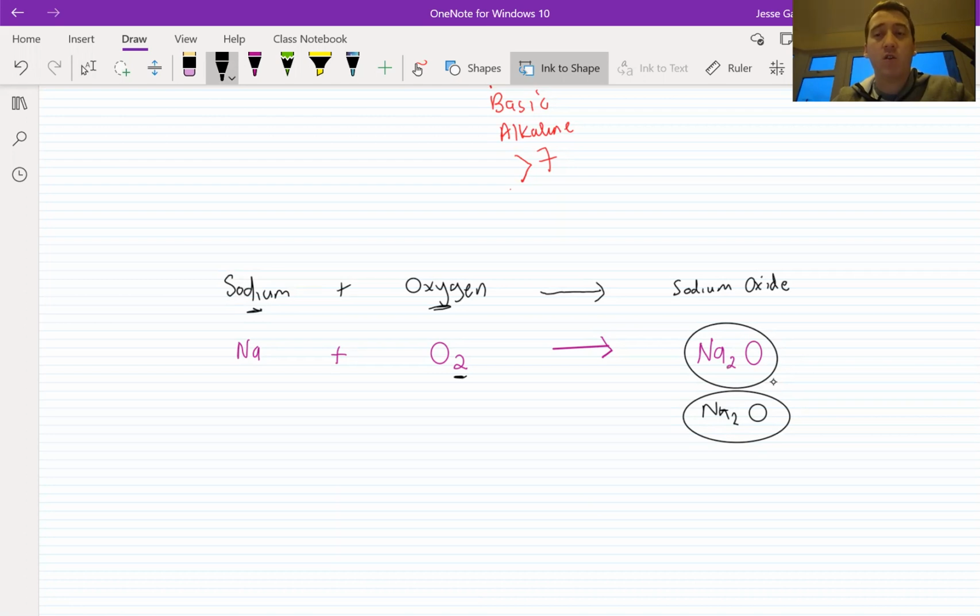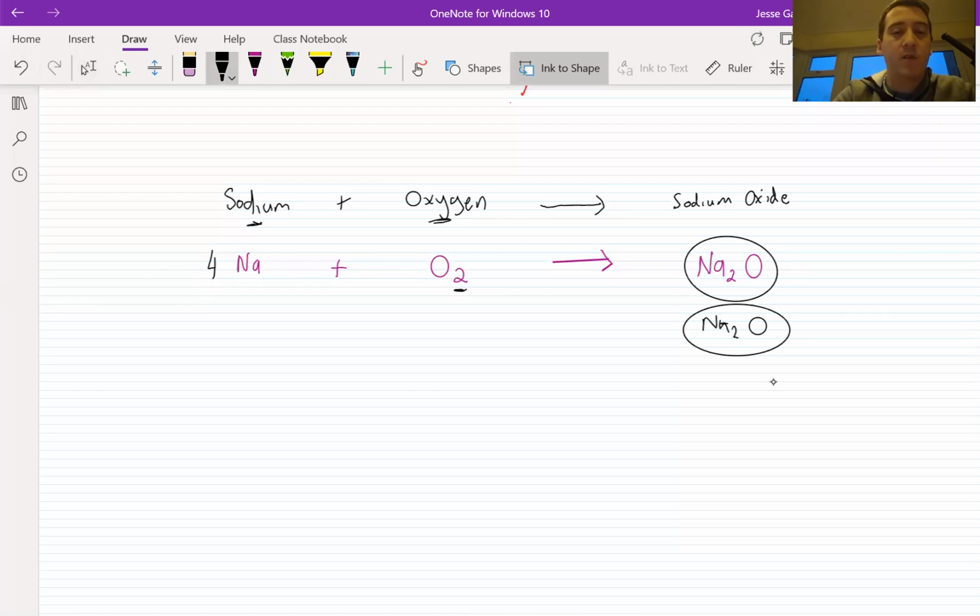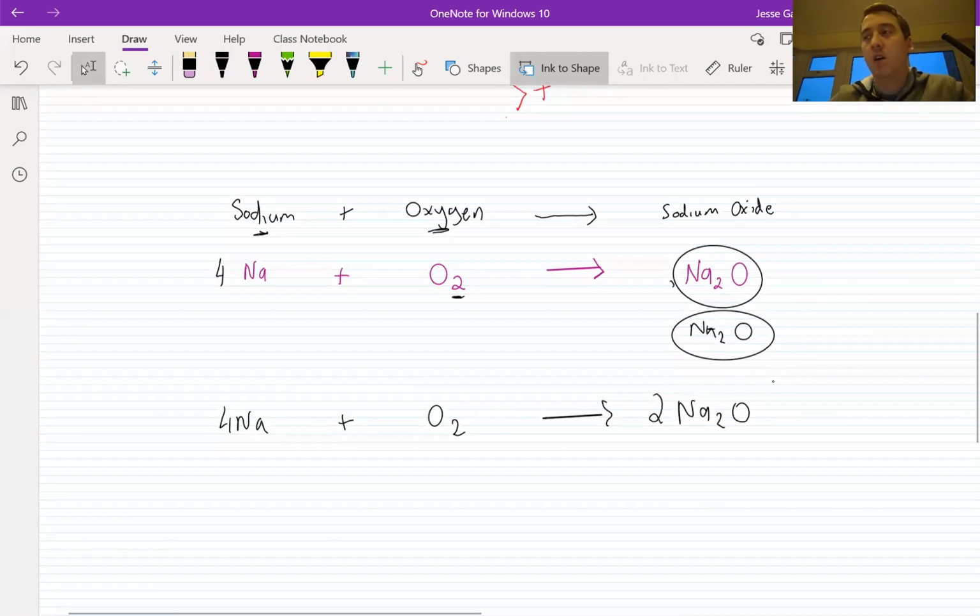I've got 4 sodiums altogether in the products, and over here I've only got 1. So to fix that, I would have to make 4 of them like this. So to rewrite out the full balanced equation, it's going to be 4 Na plus O2 to give you, and I've got 2 of these molecules, so it's going to be 2Na2O.